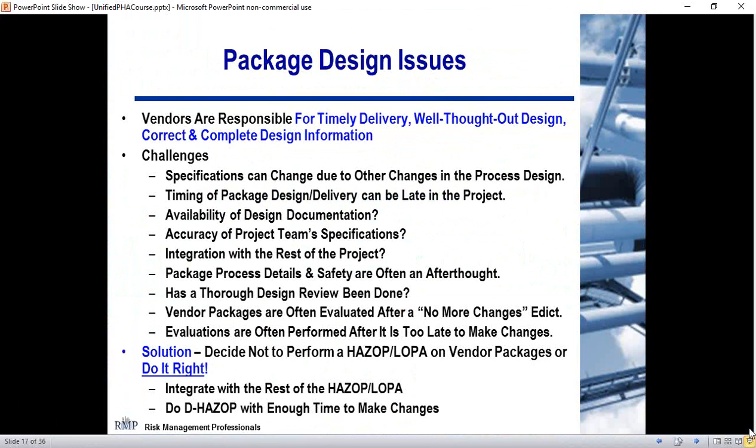Vendor packages are also often evaluated by the engineering designer integrator after there's a no more changes edict. At some point, management gets tired of seeing changes to schedule, seeing changes to cost, and they say, no more changes. We're going to build and fabricate and get this plant operating. So at that stage is when a lot of the vendor package details come in. So in a lot of cases, evaluations are often performed after it's too late to make changes.